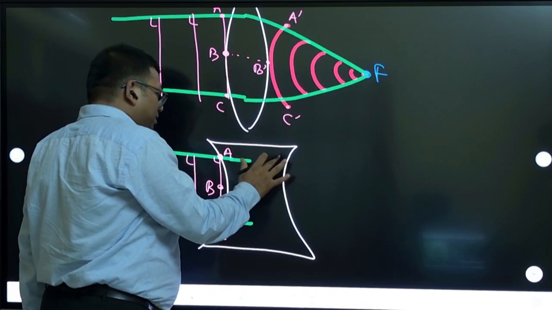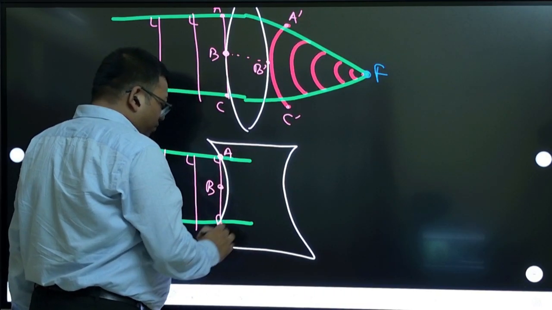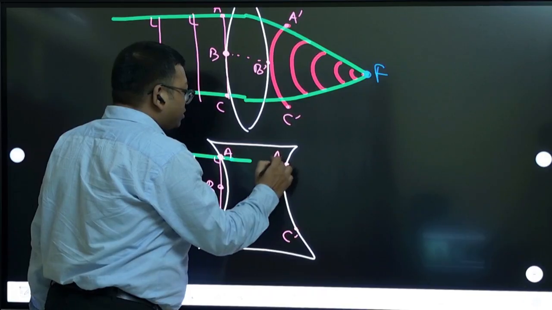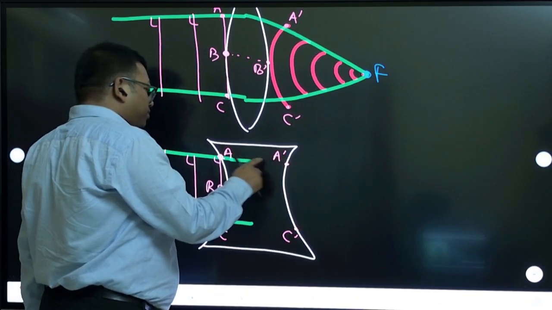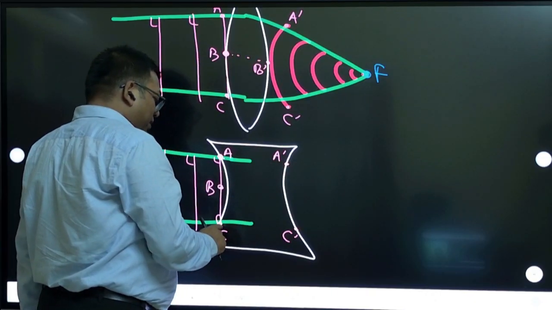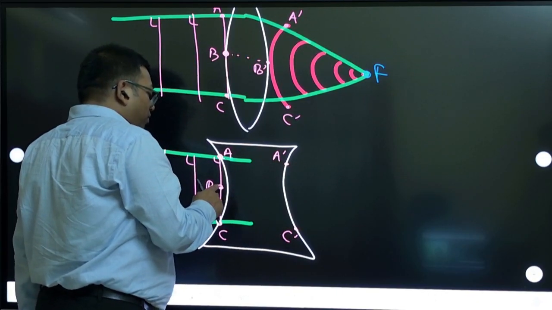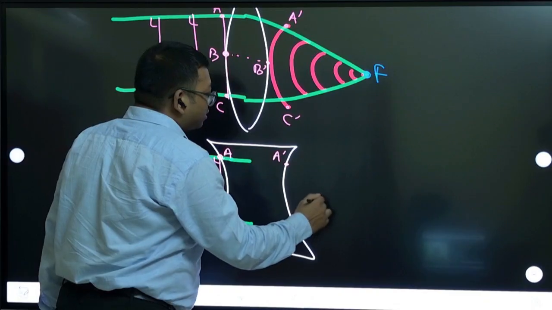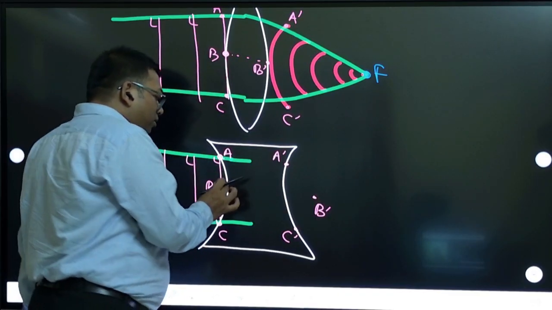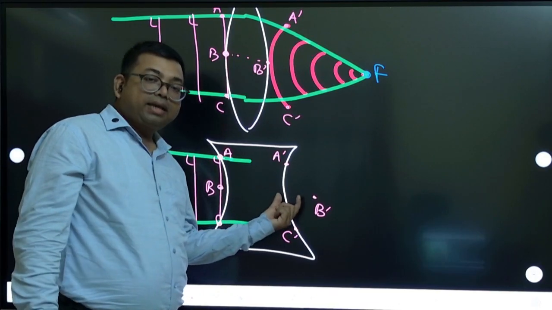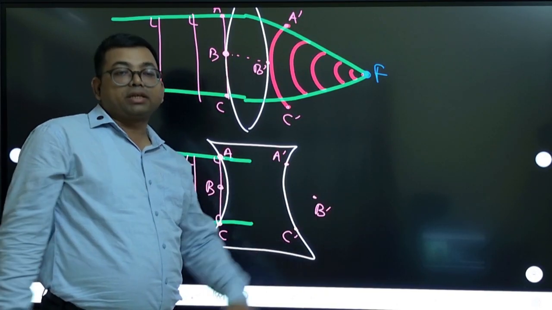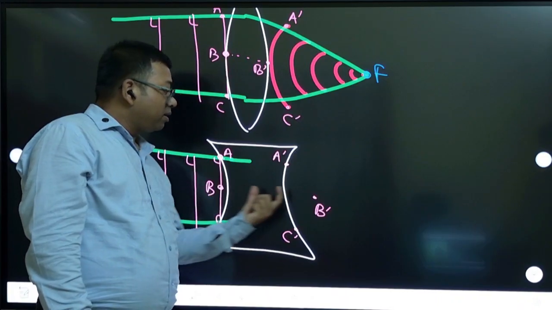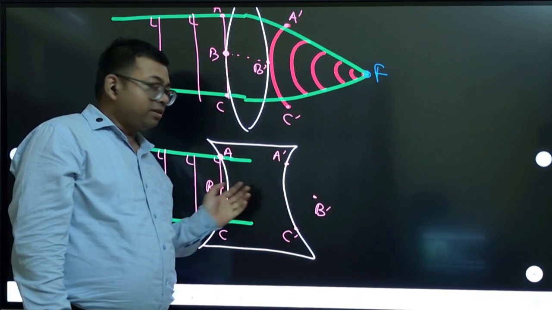It will take some time. So that means the wave from C will reach here as C dash, and from A to A dash. By the time waves reach from A to A dash, and from C to C dash, the wave from B will also reach somewhere, B dash, but B dash will come here. Why? Because it is traveling more time in the rarer medium, so it will travel more distance. It is traveling faster because some of the time it is traveling in the rarer medium, in air, right? That's why it travels more.